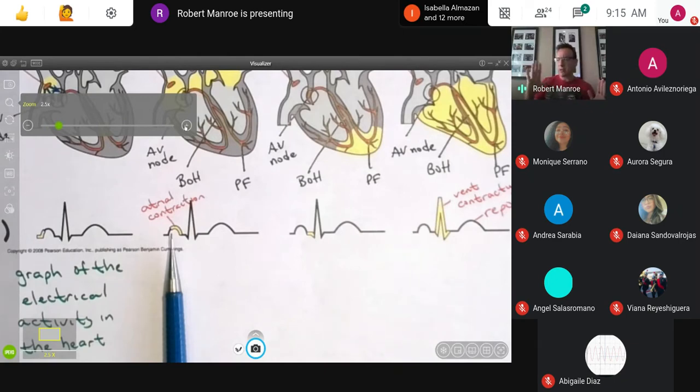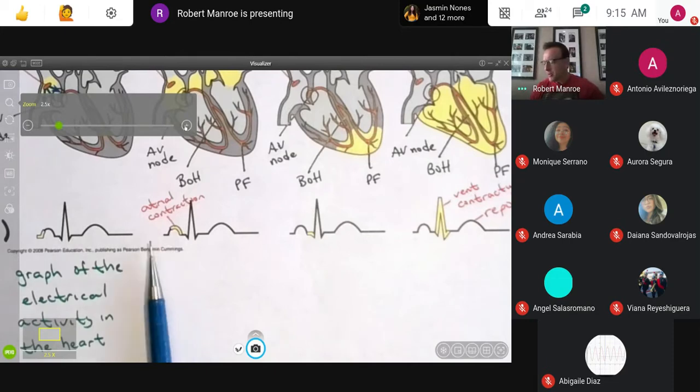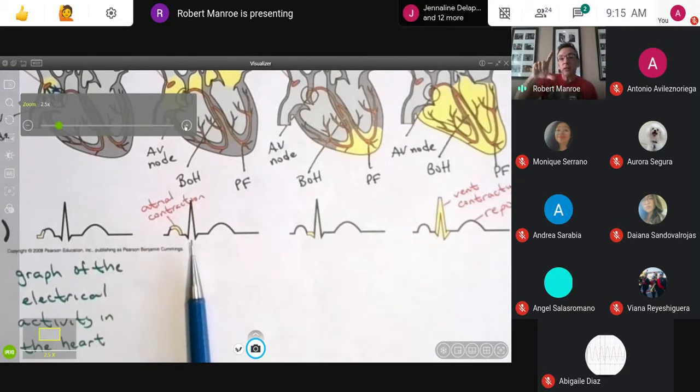Because the heart contracts basically from top to bottom and right to left with the atria, you then get the contraction of the ventricles. Notice the height of that peak is higher. Why? Because that contraction is harder. Also, notice how this peak is skinnier. Why is it skinnier? Because this is less time.